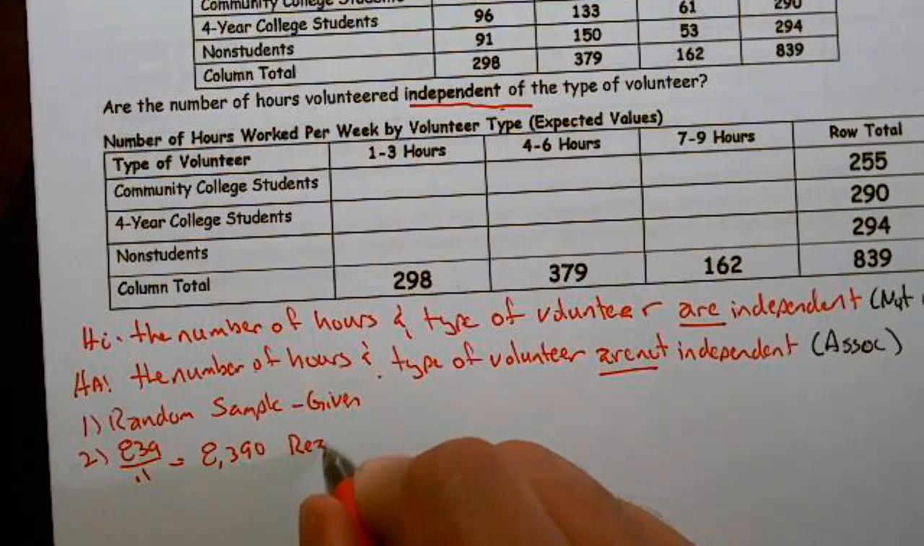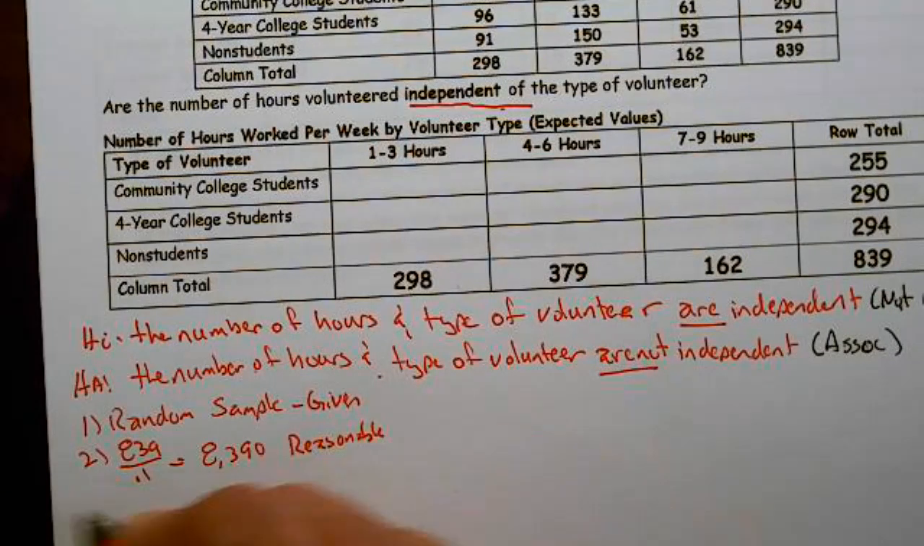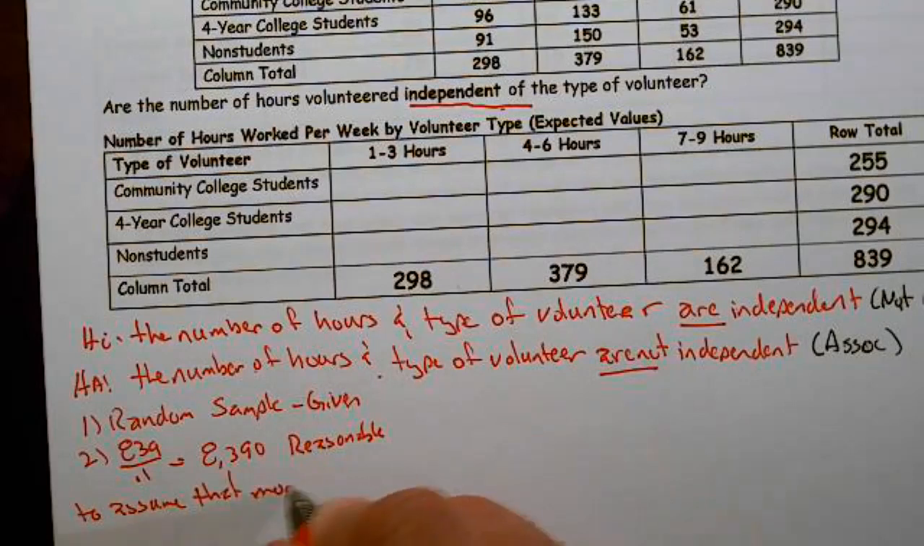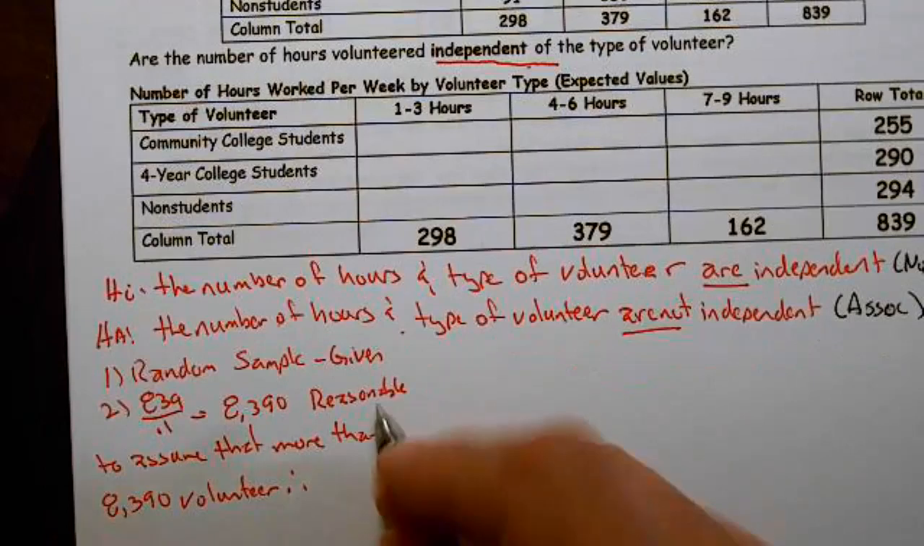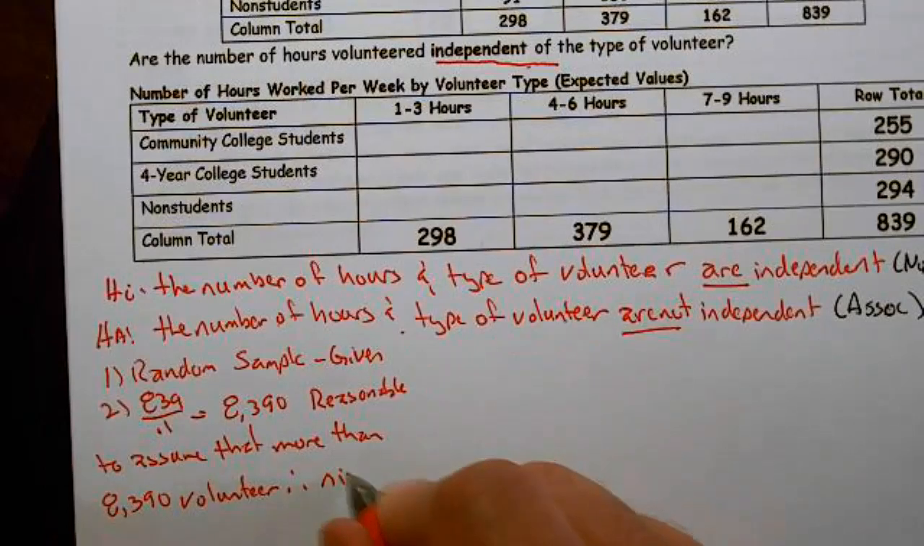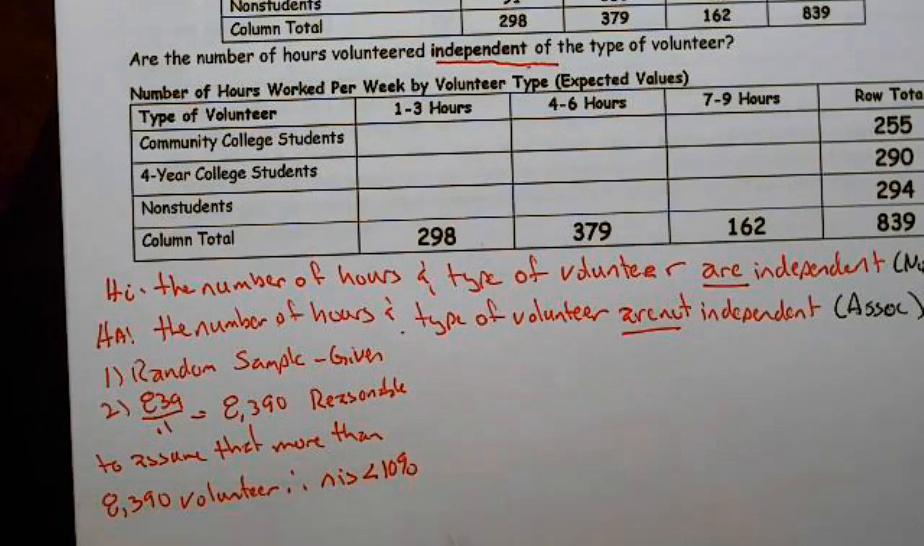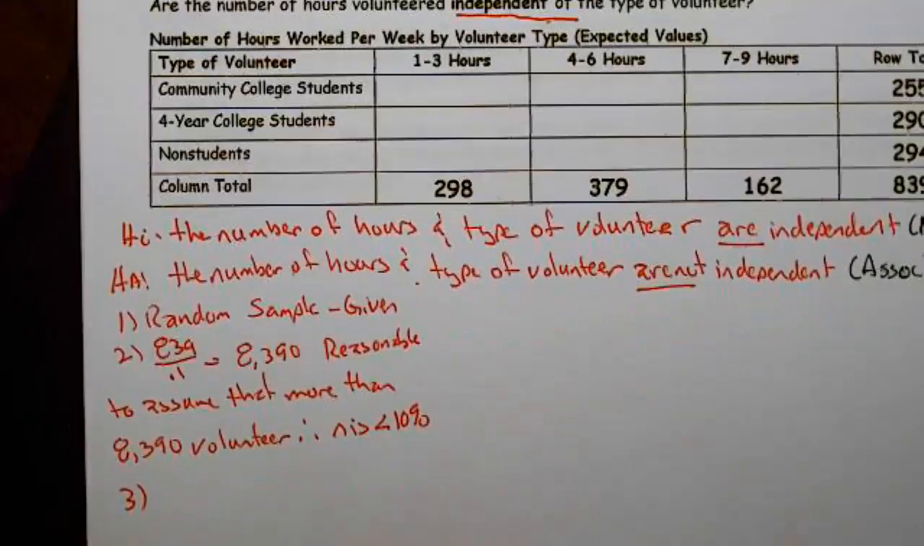It's reasonable to assume that there are more than 8,390 volunteers. Therefore, N is less than 10%. And I'm abbreviating just because I don't have much room. Please don't do that on the test.